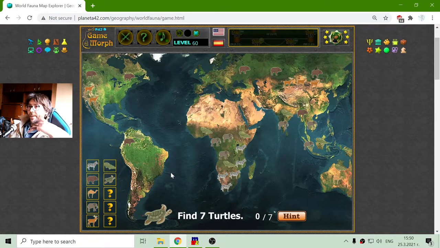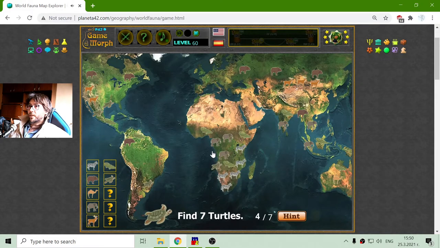Now, I search for turtles. They are amphibious, so I'm looking at the shores of the continents, right? There's one turtle, there's another one. Okay, are there more turtles? Apparently, we have turtles in all continents. But it is not true for every animal.